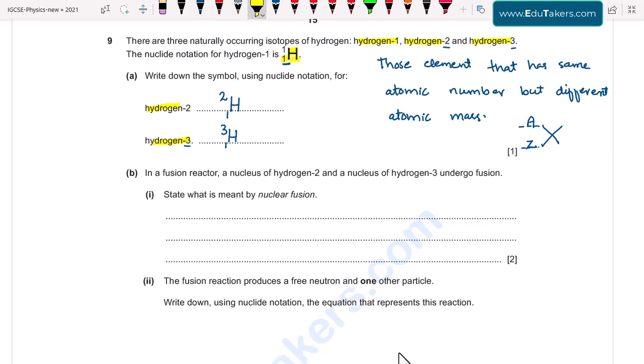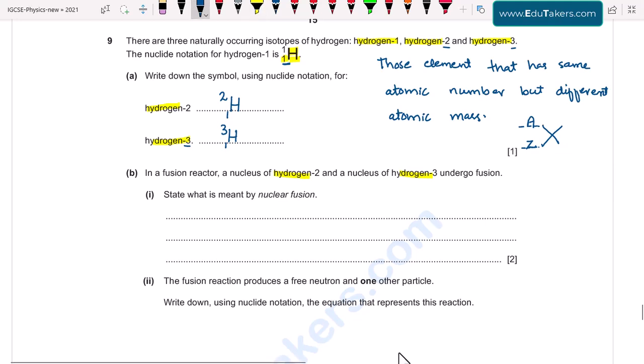Part B. In a fusion reactor, a nucleus of hydrogen 2 and a nucleus of hydrogen 3 undergo fission. State what is meant by nuclear fission. So nuclear fission is a process in which small nuclei combine and give us a big nucleus and a large amount of energy is released.